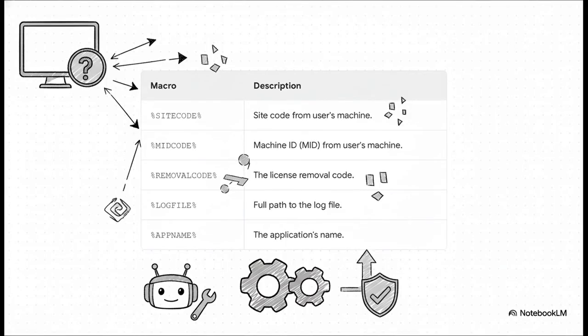Now, this is where it gets really powerful. These buttons aren't just static links. You can use these action macros to pull in dynamic data. You can grab the user's site code, their machine ID, the application name, you name it. This lets you automate all sorts of things and make life way easier for both you and your users.